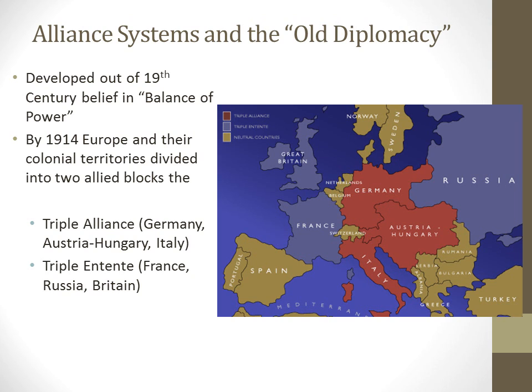And of course, by 1914, Europe and the colonial territories were really divided into these two allied blocs, the Triple Alliance and the Triple Entente. And it was this set of continental chess pieces, if you will, that was going to factor fundamentally into the occurrence of the First World War.